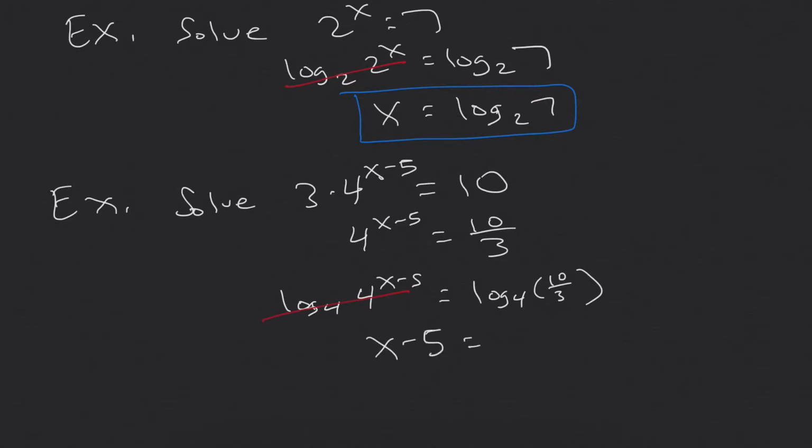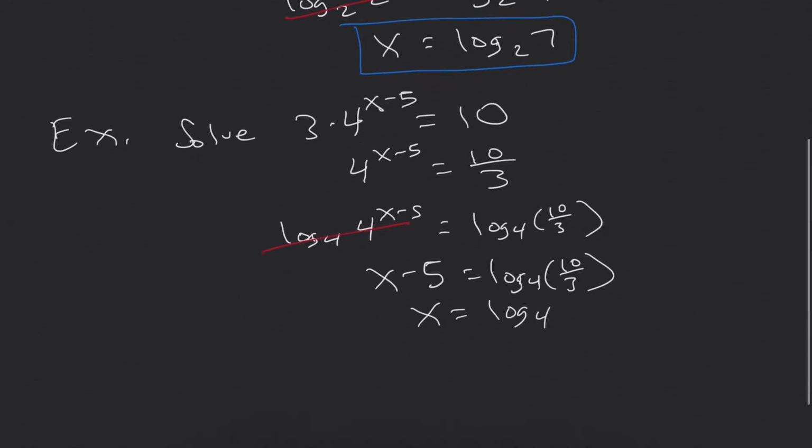That's going to cancel the exponential 4 on the left, leave me with an x minus 5. Now I have log base 4 of 10/3 on the right-hand side. And to get x by itself, I can go ahead and add 5 to both sides. And that'll do it here.